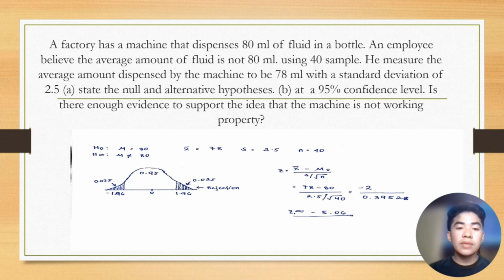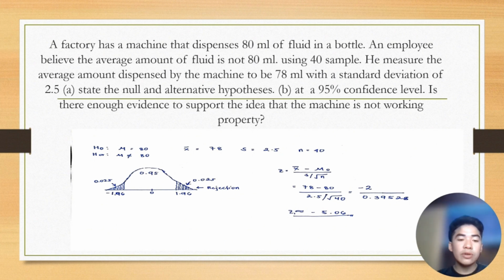A factory has a machine that dispenses 80 ml of fluid in a bottle and an employee believes the average amount of fluid is not 80 ml. Using 40 samples, he measured the average amount dispensed by the machine to be 78 ml with a standard deviation of 2.5. A. State the null and alternative hypothesis, and B. At a 95% confidence level, is there enough evidence to support the idea that the machine is not working properly?